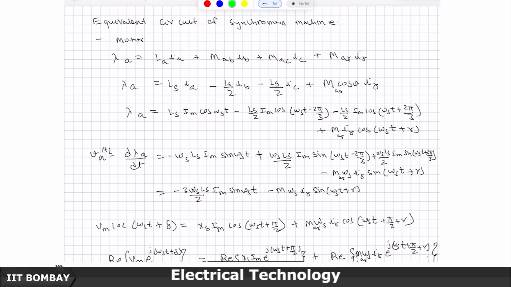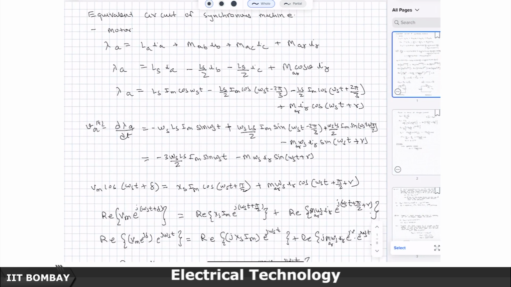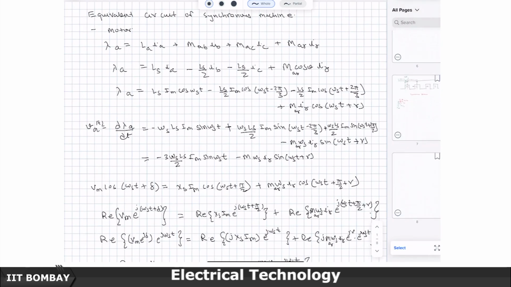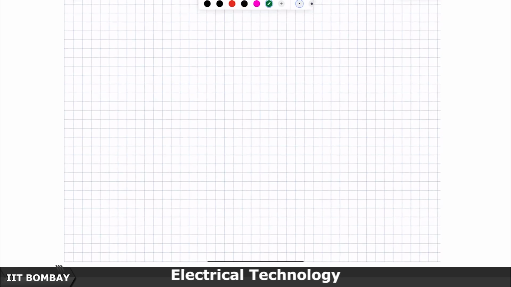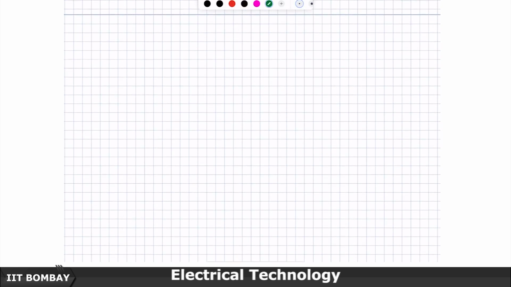So, let us come back to the equivalent circuit of the synchronous machine. What we need to do first of all to create the equivalent circuit of the synchronous machine, let me add a page somewhere and let me do it afresh. So, what we will do is we will first write the flux linkage equation.